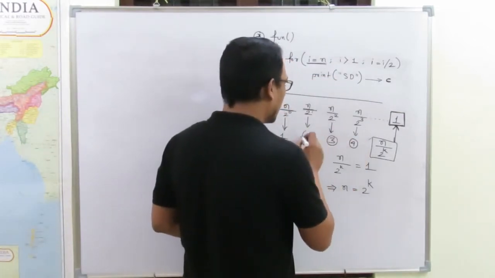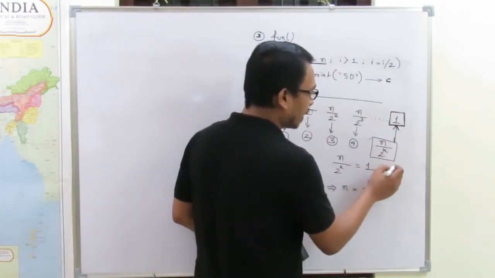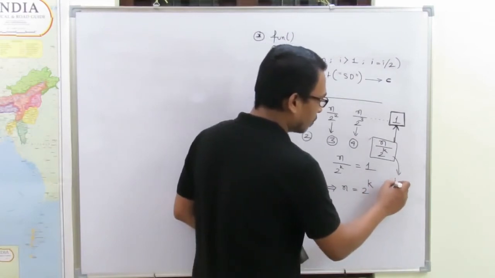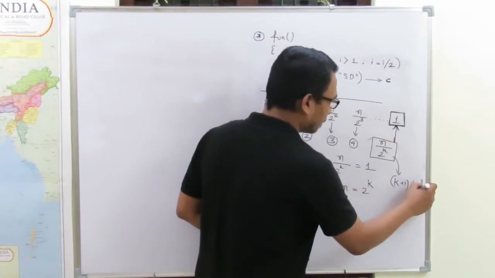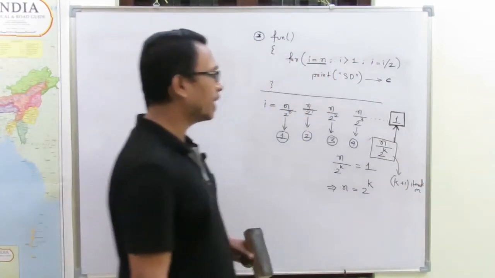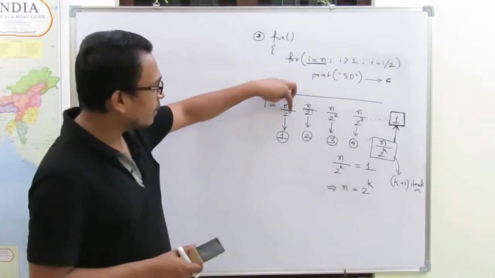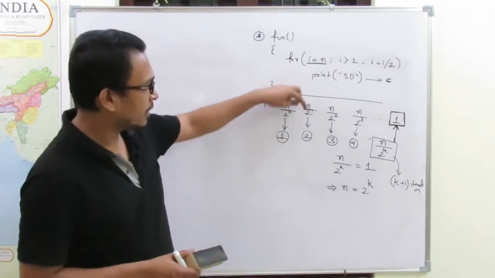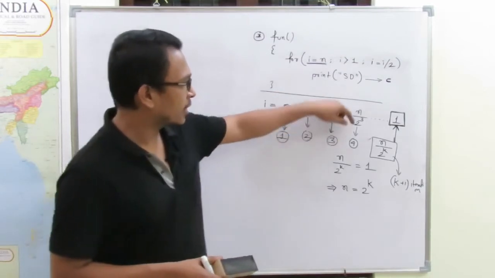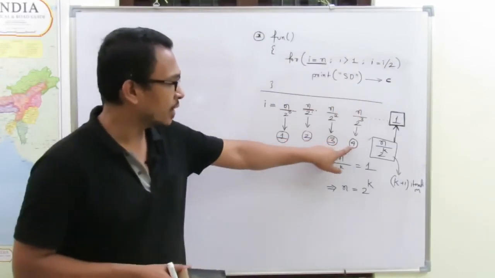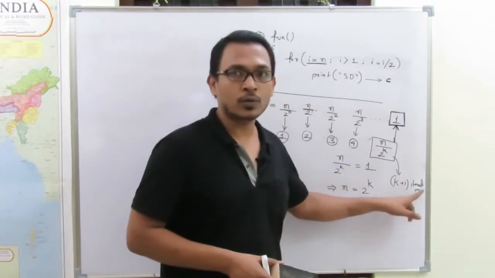So what does it define? It defines that when we have n by 2 to the power k, the total number of iterations will be k plus 1. Now look how. Here the power is 0 and we have 1 iteration. Here the power is 1 and we have 2 iterations. Here the power is 2 and we have 3 iterations. Here the power is 3 and we have 4 iterations. And here the power is k, so we will have k plus 1 iterations.